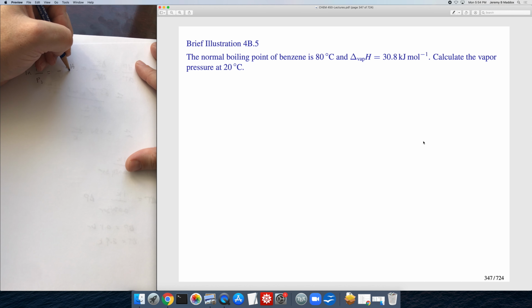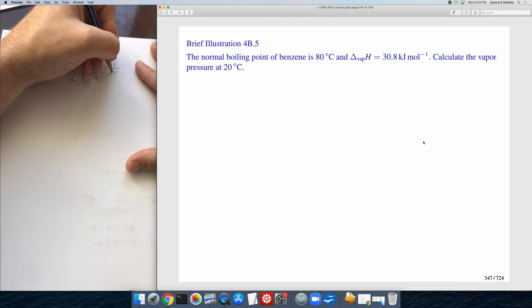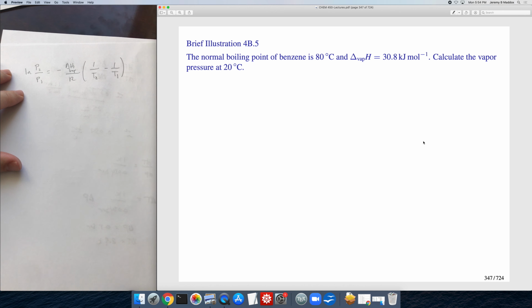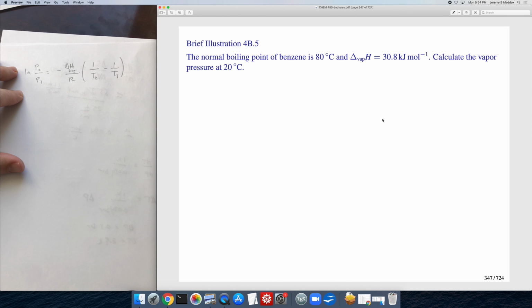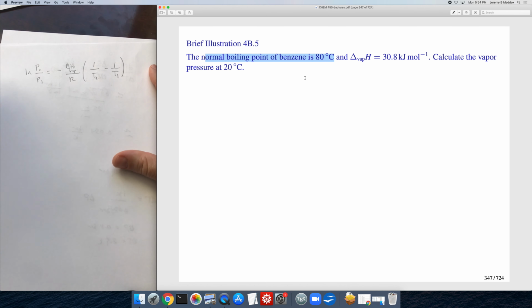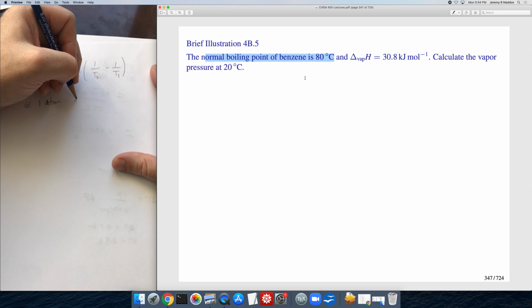Let's see, this would be vaporization over R, (1/T2) minus (1/T1). So this equation relates two points along this coexistence curve. And what they've done in this problem is they've given us one of the points. They say that the normal boiling point of benzene is 80 degrees Celsius. And so what they're telling us is that at 1 atmosphere, the boiling point is 80 degrees Celsius.